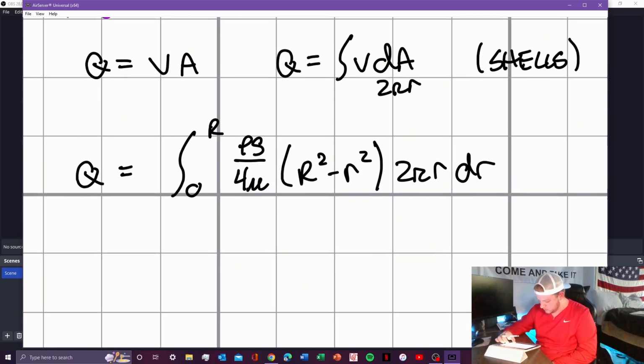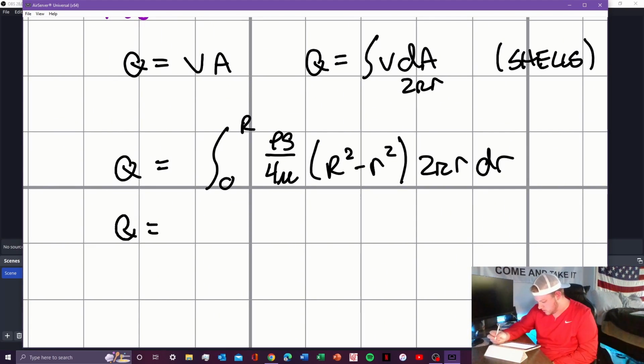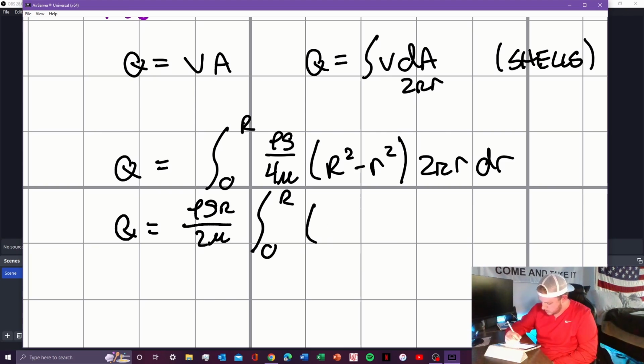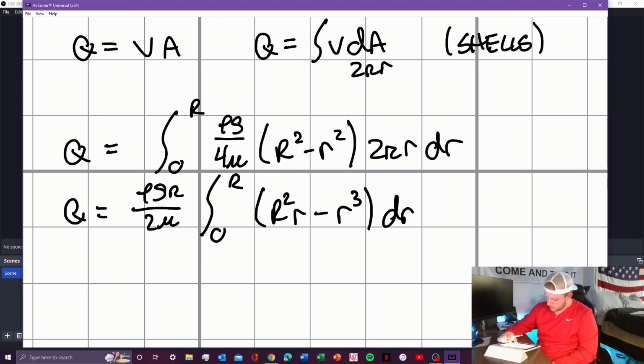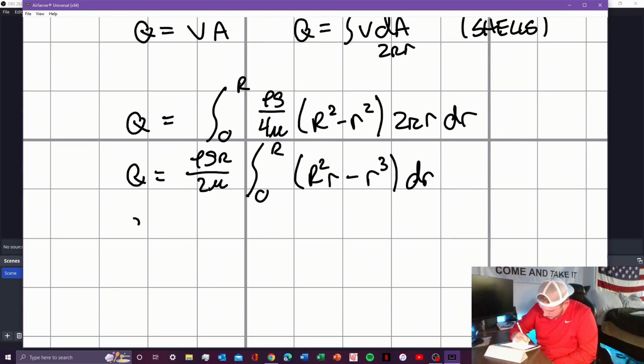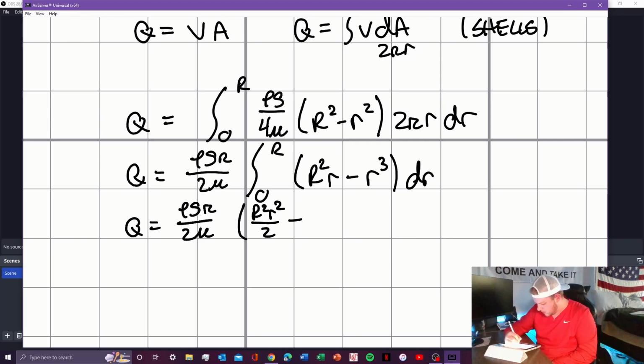We can then pull the constants out. That will be rho g 2 pi, and we can cancel the 2, so rho g pi over 2 mu, times the integral from 0 to big R of big R squared r minus r cubed dr. When we take the integral, Q is equal to the same thing times big R squared r squared over 2 minus r to the 4th over 4, from 0 to big R.